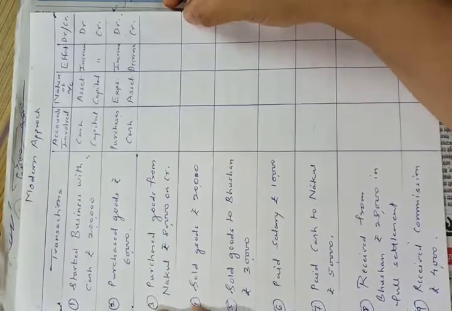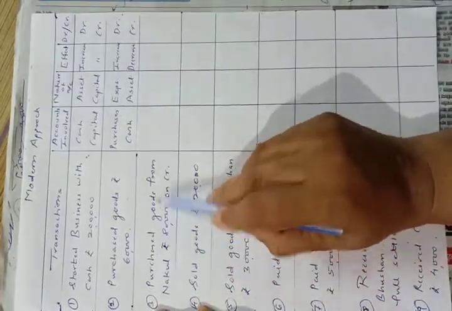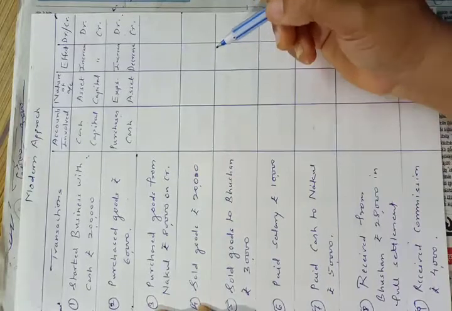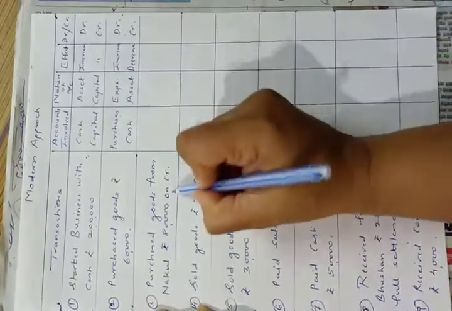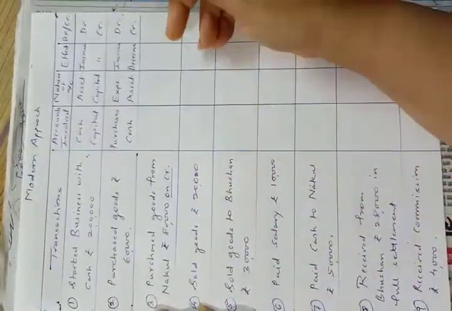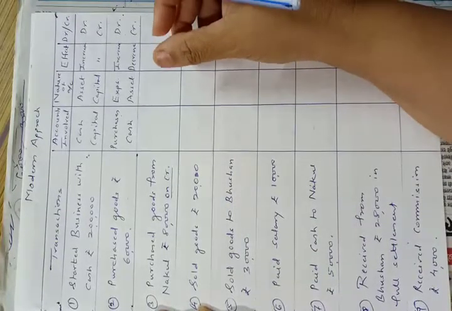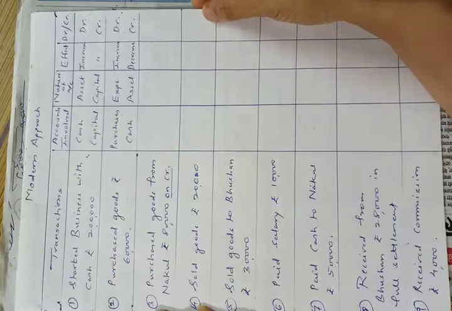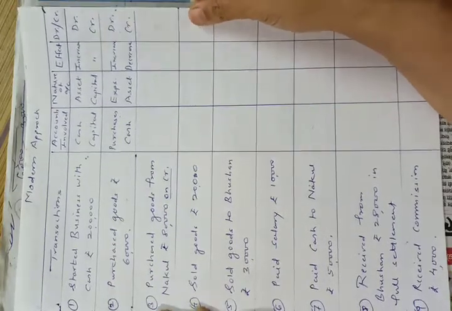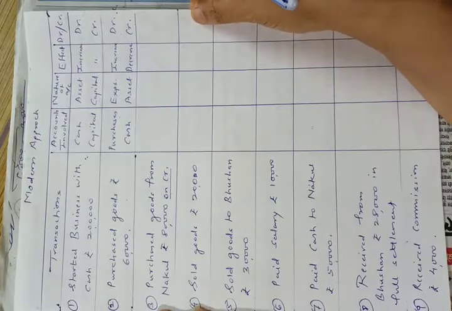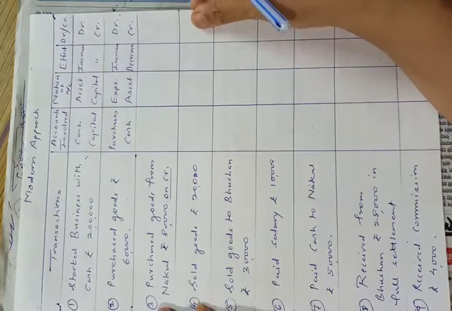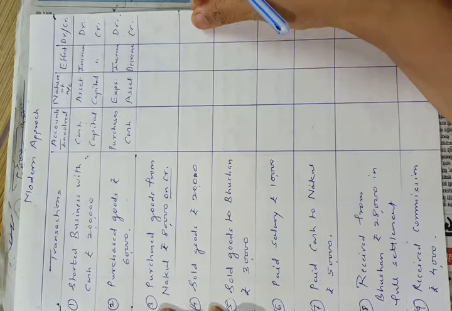Okay, now the next transaction: purchase goods from Nakul rupees 80,000 on credit. This is a credit transaction as it is straightly mentioned here, but even though only party's name is given and for cash words will not be there, this will be the credit transaction only. So this is a credit transaction. When we purchase goods, we have to use purchases account.